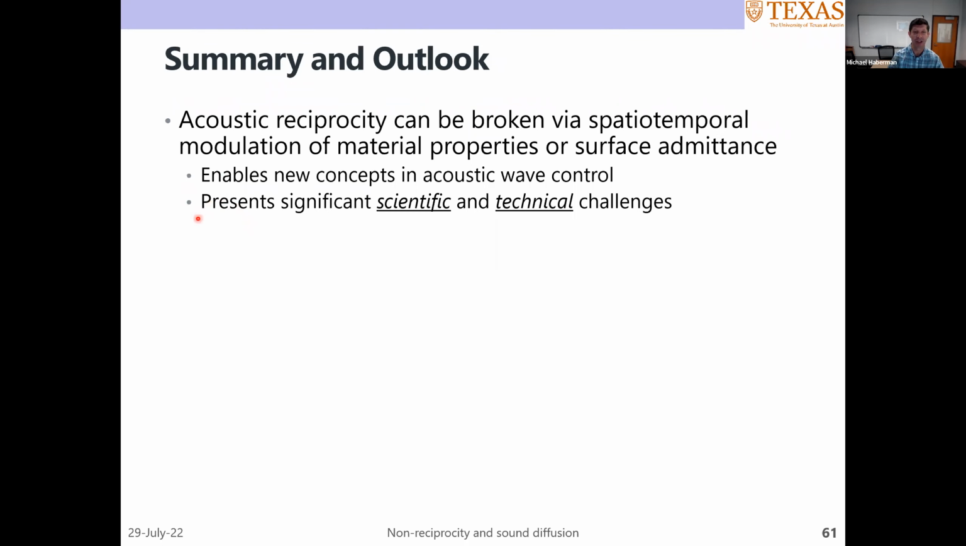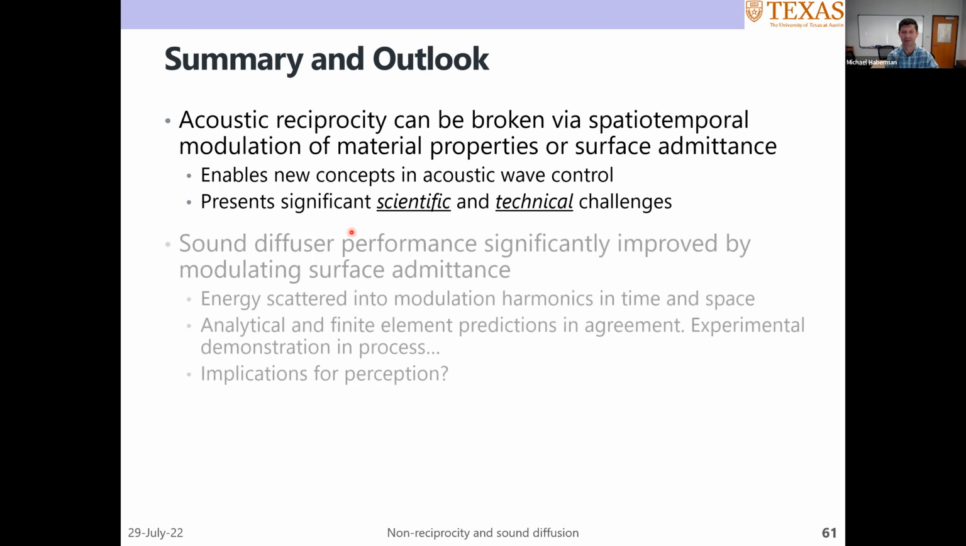So this enables some really new concepts in acoustic wave control, and presents potentially some really significant scientific and technical challenges. Changing properties in time and space is, I would argue, one of the really interesting and very difficult problems out there for this community. How would you actually do that? 2D surfaces, things like that, are probably reasonable. 2D materials, not graphene, but 2D plates and those kinds of things are potentially easier than others.